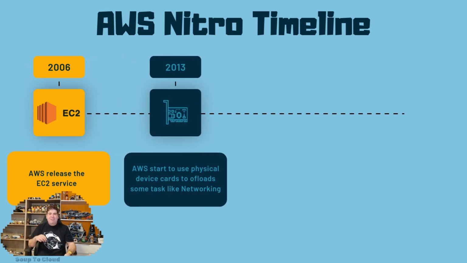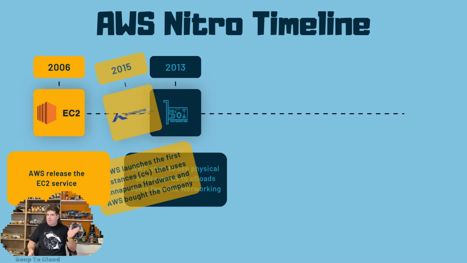But in 2013, AWS noticed that they had problems. The primary problem is the VPC, because the VPC consumes a lot of CPU, a lot of resources on virtualization. They tried to avoid this by using physical cards, and they did that in 2013.